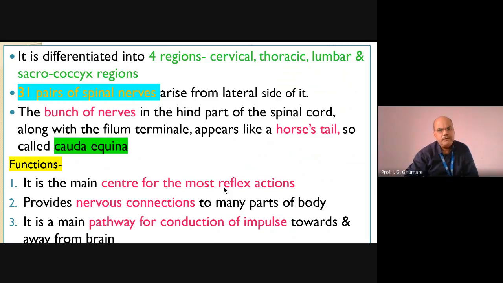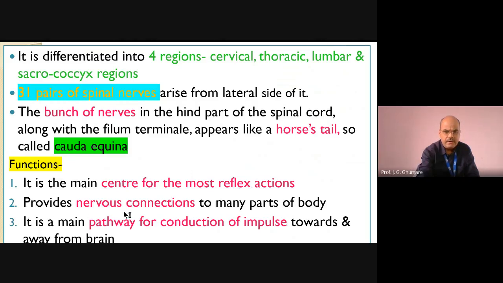When I gave the example to start the chapter, when we touch a hot plate, we withdraw the hand. At that time I said the message may go to the spinal cord or brain. If I had said spinal cord only, you could not have understood. So the message is analyzed at the level of the spinal cord. That way it acts as a reflex center, remember.